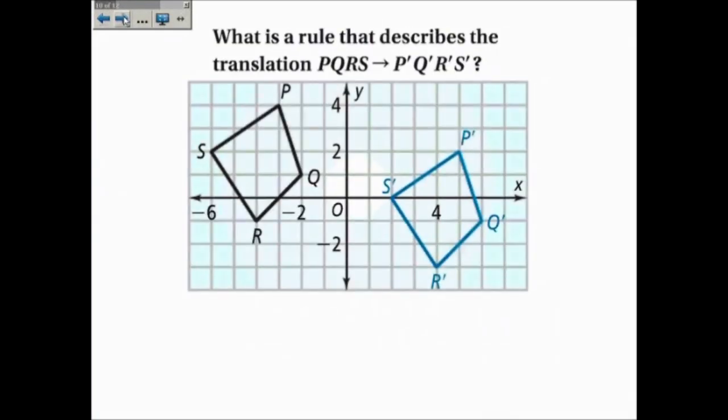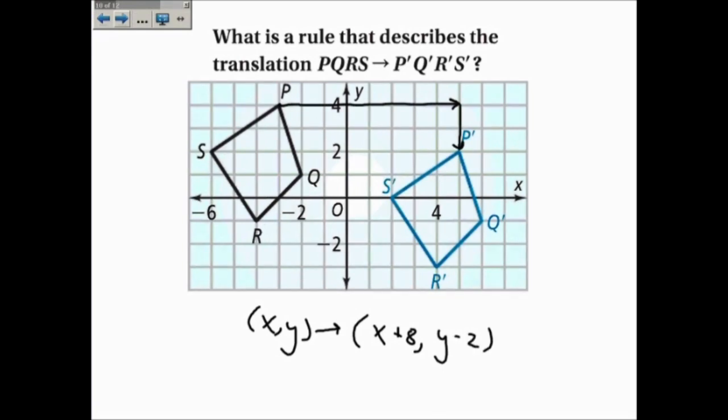Okay, what is the rule that would have made this transition from the black figure to the blue figure? Well, if I pick any point, I'll pick point P. How far in the x direction did I go? I went to the right, 1, 2, 3, 4, 5, 6, 7, 8. I moved to the right 8. So x, y would be mapping onto x, let's see here, to the right would be in the positive x direction, and I went 8 units. Okay, then in the y direction I've gone down 2. Now down in y is negative, so it goes to y minus 2. And here's the translation rule.